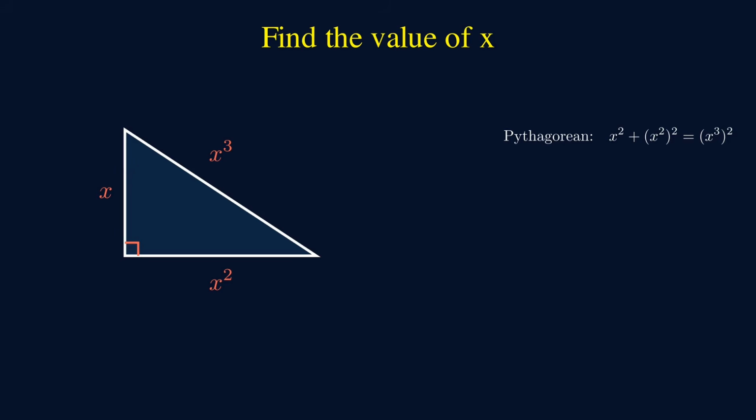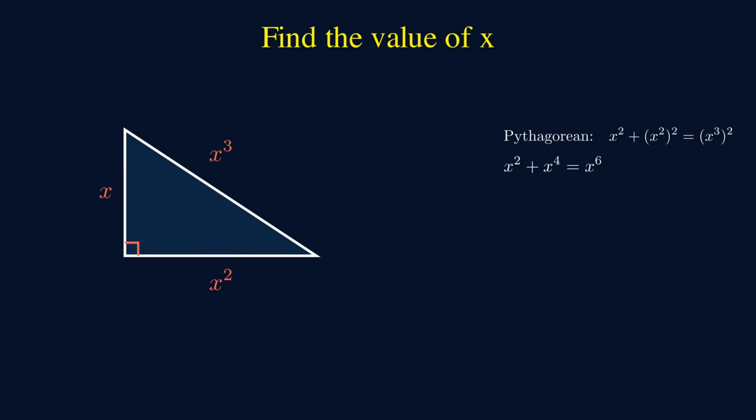The first leg is x, so its square is x squared. The second leg is x squared, so squaring that gives x to the fourth. And the hypotenuse is x cubed, so squaring that gives x to the sixth. Putting it all together, we get x squared plus x to the fourth equals x to the sixth.